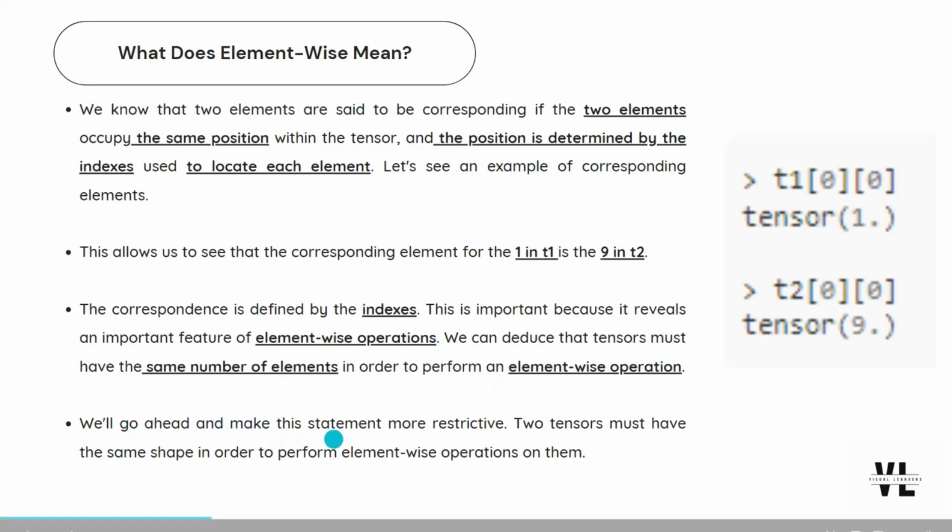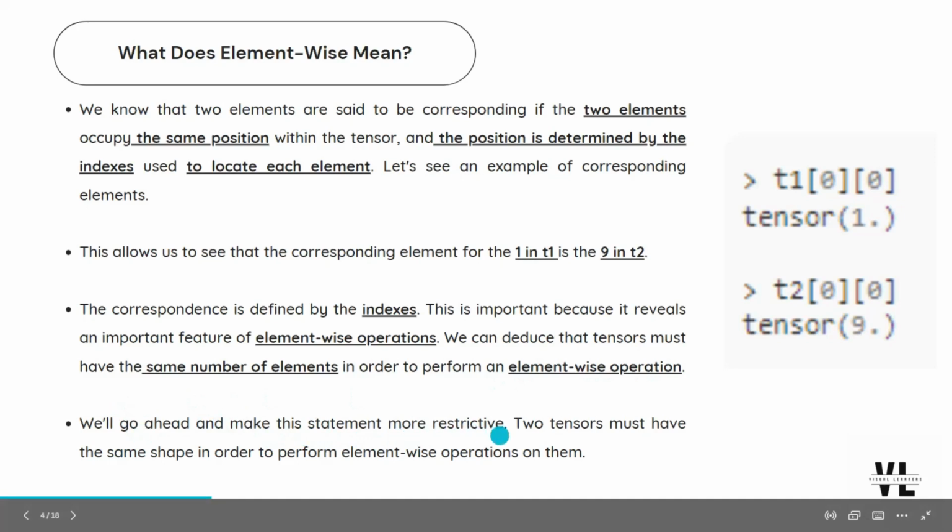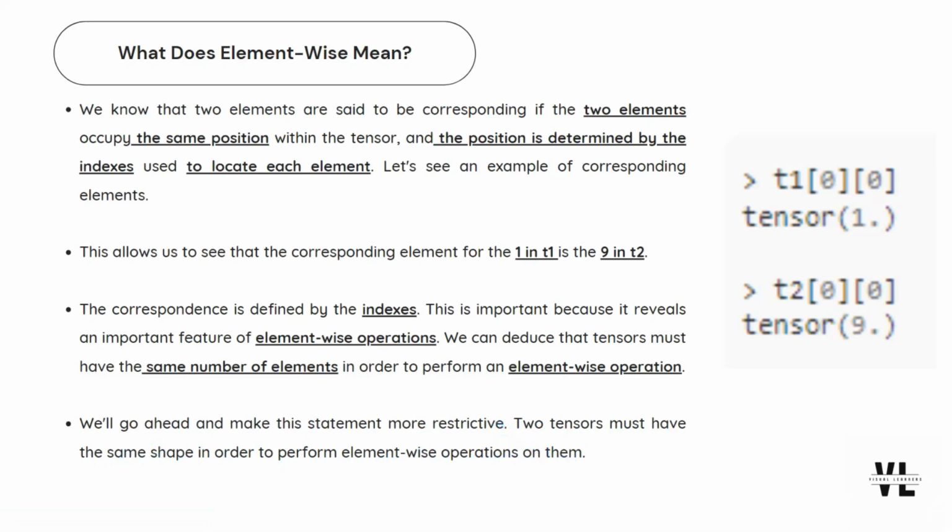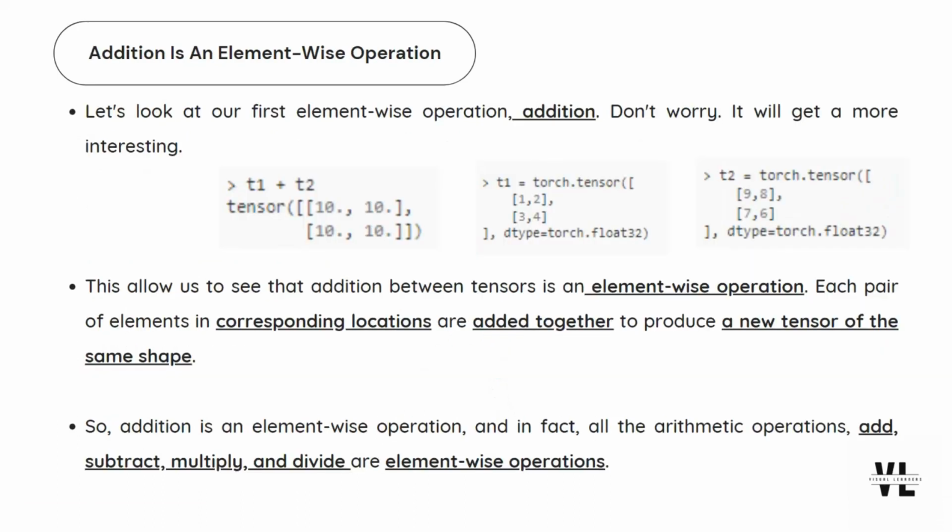We'll go ahead and make this statement more restrictive. Two tensors must have the same shape in order to perform element-wise operations on them. So we have arrived at the conclusion that two tensors must have the same shape in order to carry out element-wise operations on them.